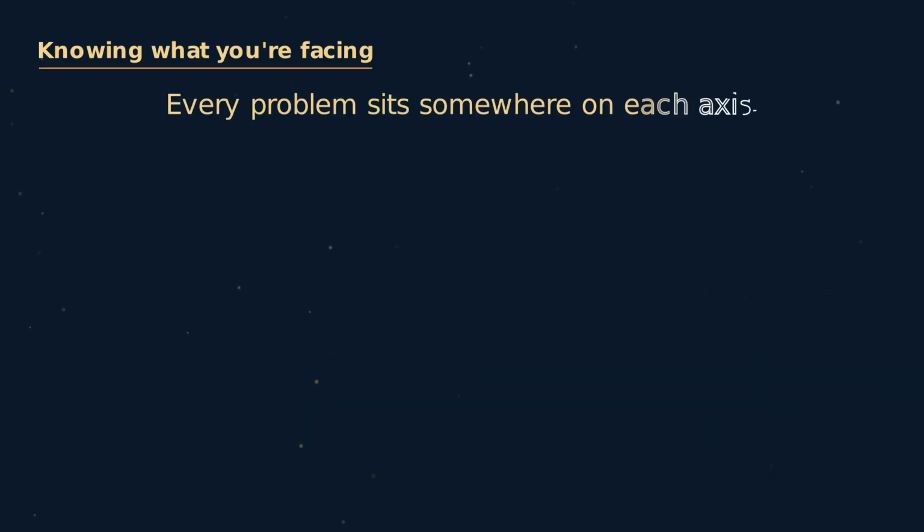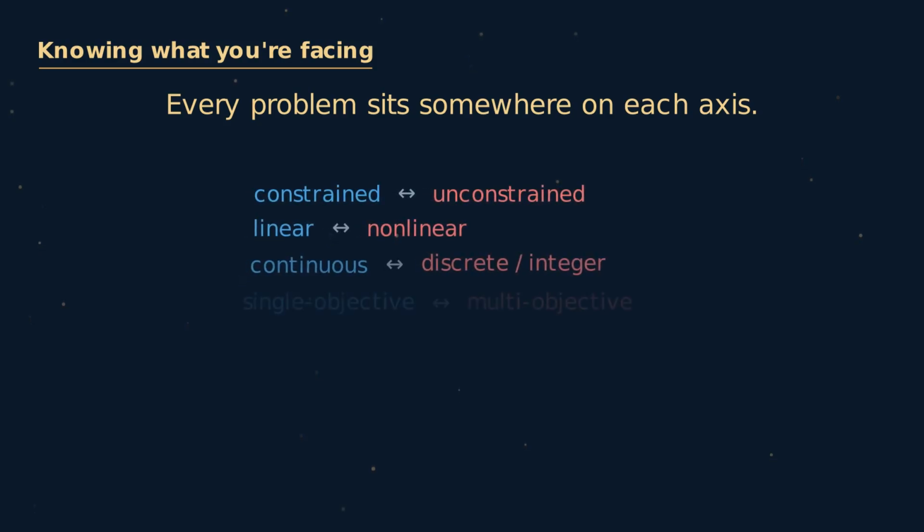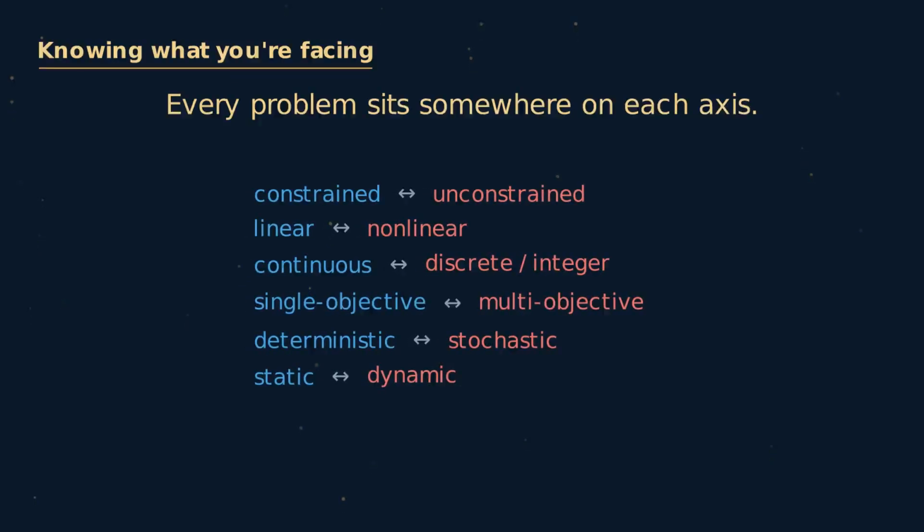Before you pick a method, you have to know what kind of problem you are holding. We sort them along a handful of independent axes. Constrained or not. Linear or nonlinear. Continuous or forced onto whole numbers. One objective or several that fight each other. Data known exactly or clouded by chance. Solved once or unfolding over stages.